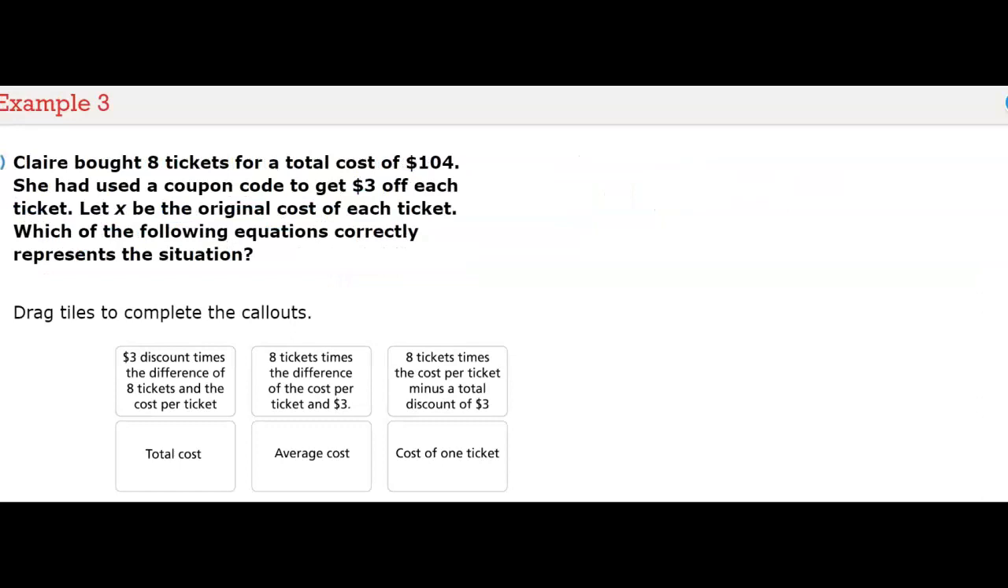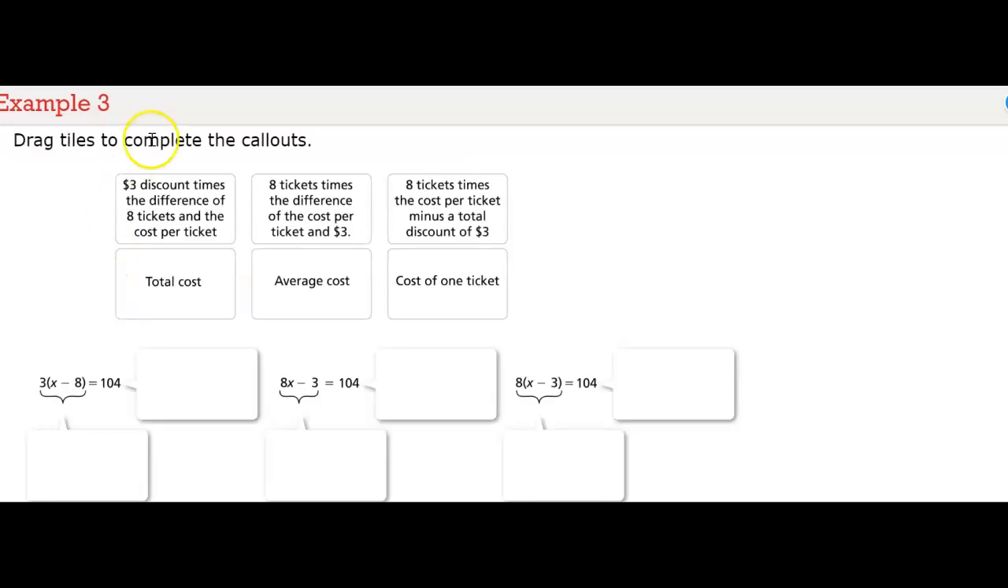Claire bought 8 tickets for a total cost of $104. She had used a coupon code to get $3 off each ticket. Let X be the original cost of each ticket. Which of the following equations correctly represents the situation? We are going to drag the tiles to complete the callout.